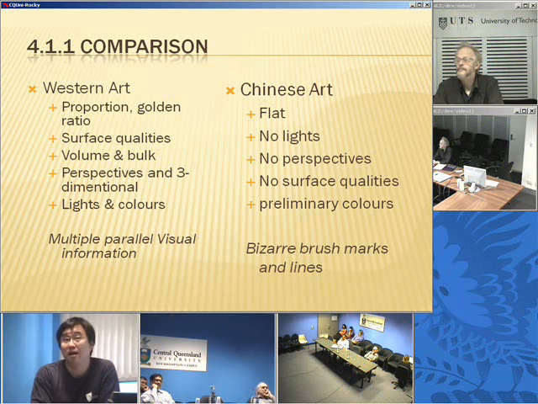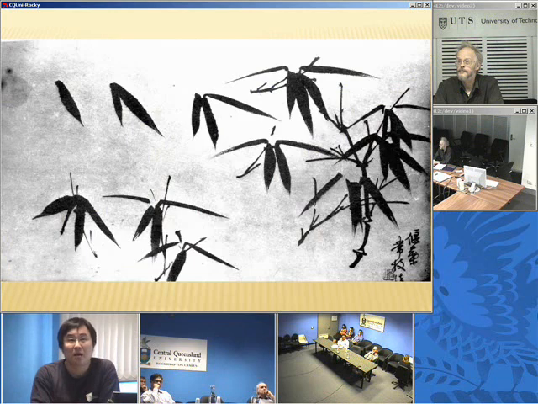Chinese art, on the other hand, always seems to be flat, with no specific light source, almost no lights, very vague and limited perspectives, almost no perspectives, no emphasis on surface qualities, and very preliminary colors. When Chinese critics discuss the quality of Chinese art, they basically discuss the brush marks, the quality of lines and the brush marks. So this is to give you some visual idea.